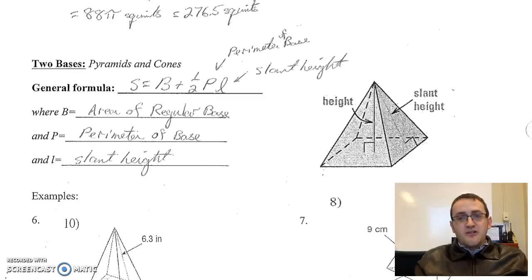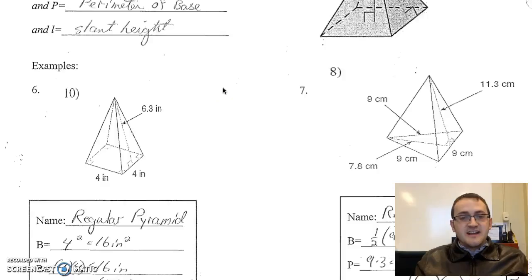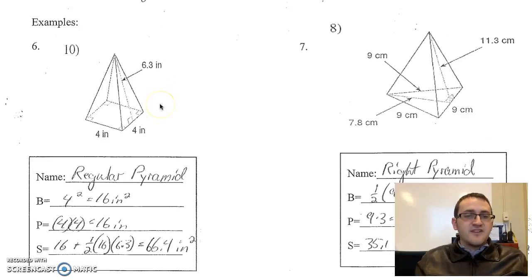For pyramids and cones, we have something that's called slant height, and that's a cursive L. So that would be base plus 1/2 times perimeter of a base times the slant height. So if you are given the slant height, that's going to be your cursive L.